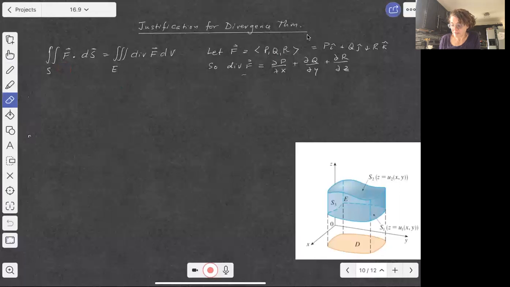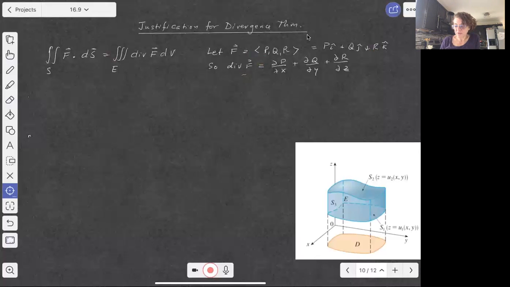the flux of the vector field over S is equal to the triple integral over the volume enclosed by S of the divergence of F. So again, we're going to take the vector field to have components P, Q, and R, and I can write it this way. And we know that the divergence of F is dP/dx plus dQ/dy plus dR/dz.